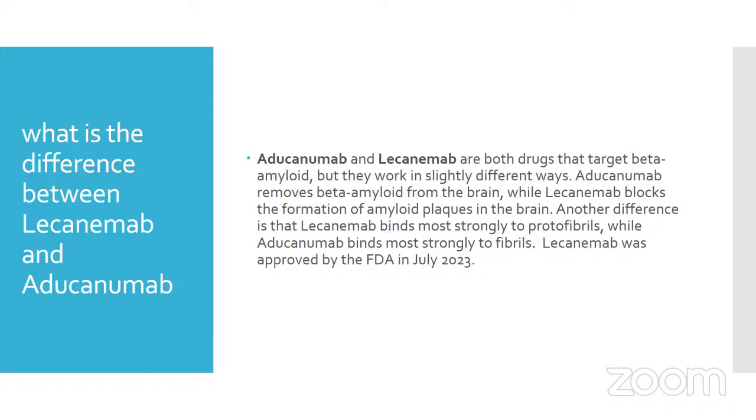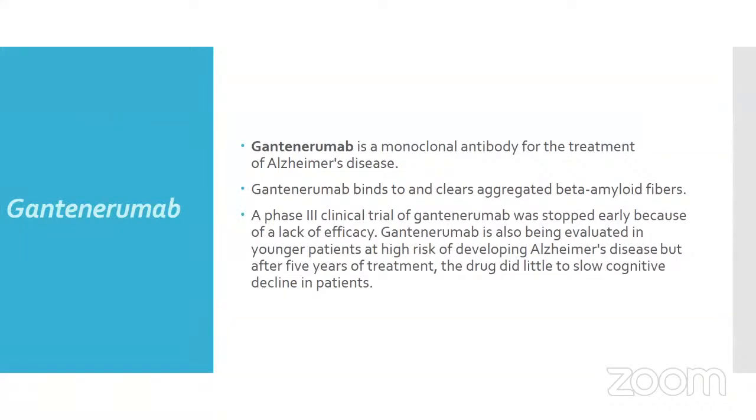The second difference: lecanemab binds most strongly to protofibrils, while aducanumab binds to the fibrils. All of these are just forms of amyloid plaques. That's it. Another thing I want to tell you is that lecanemab was just approved recently, in July 2023.